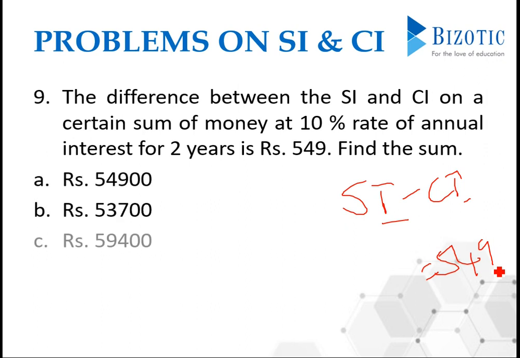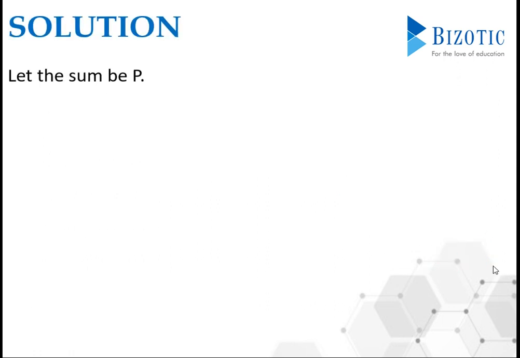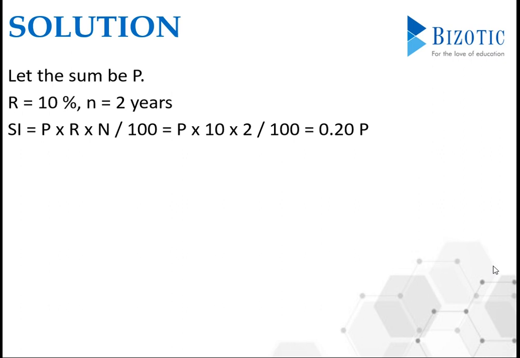So we have to use both simple interest and compound interest in that, and the options are given. So let's begin with the solution. Let the sum be P, which we don't know. R is 10%, N is 2 years, which is given in the question. And now let's calculate simple interest.